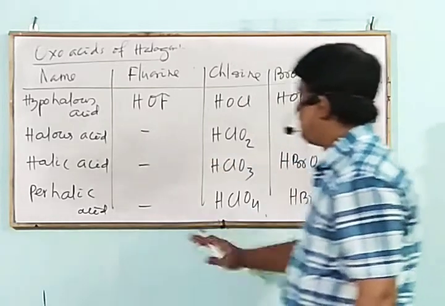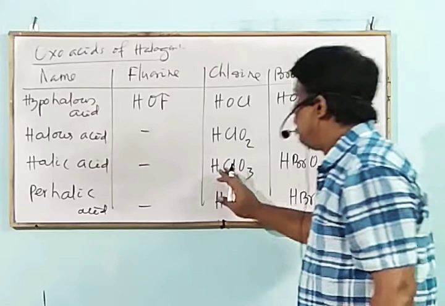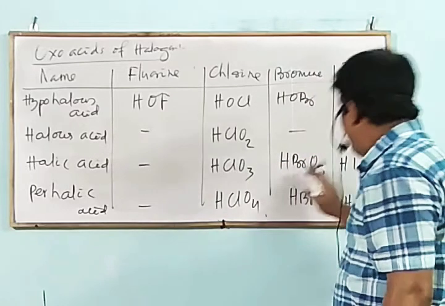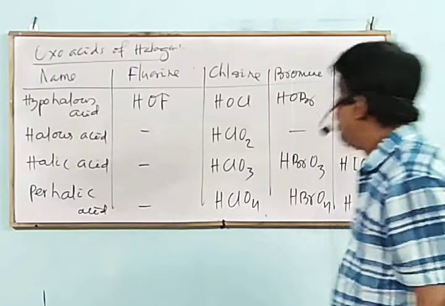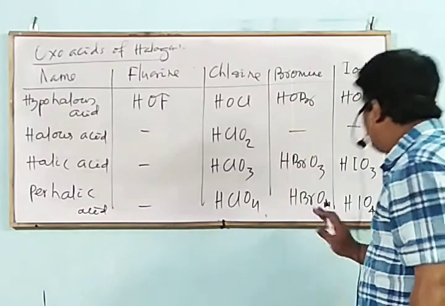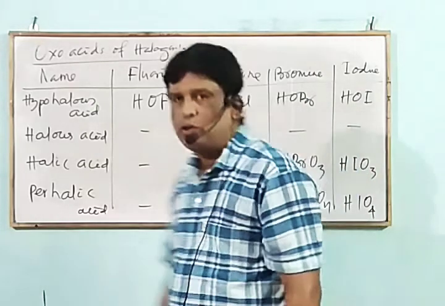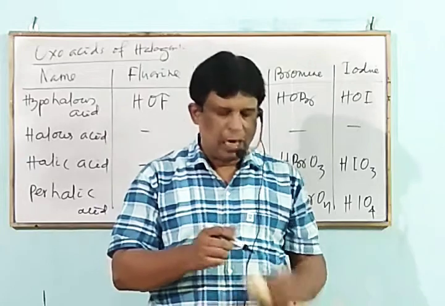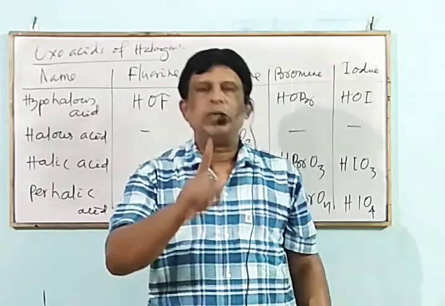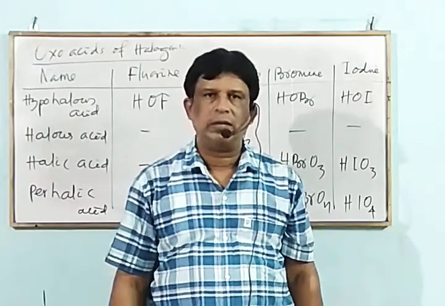It is a halous acid, chlorous acid. It is a halic acid, that is chloric acid, bromic acid, iodic acid. It is a perhalic acid: perchloric acid, perbromic acid, periodic acid. These are some common oxoacids of halogen. Two most important common points are there. We have to discuss the acidic nature of different oxoacids. Mark that.